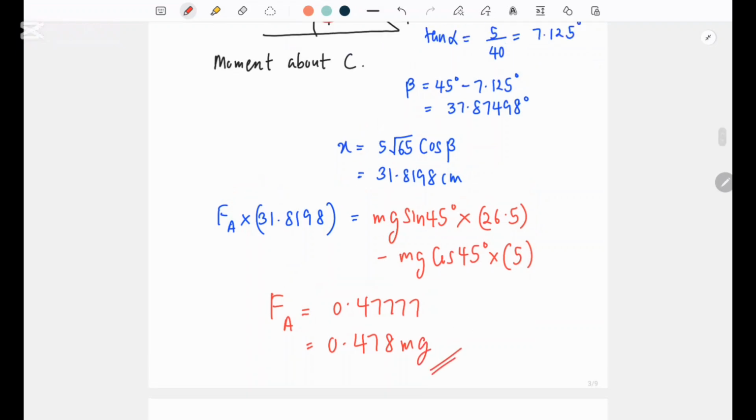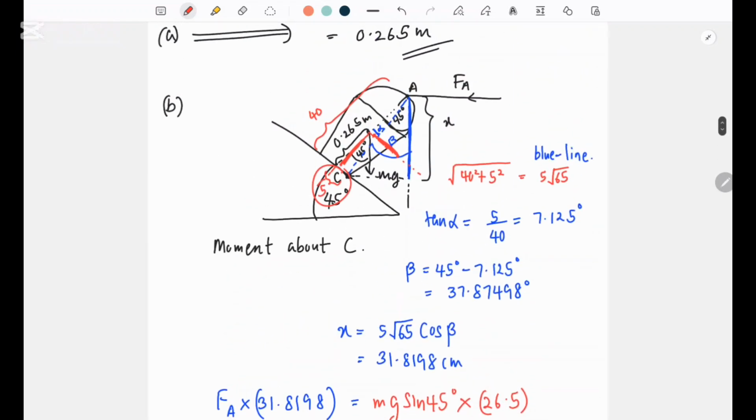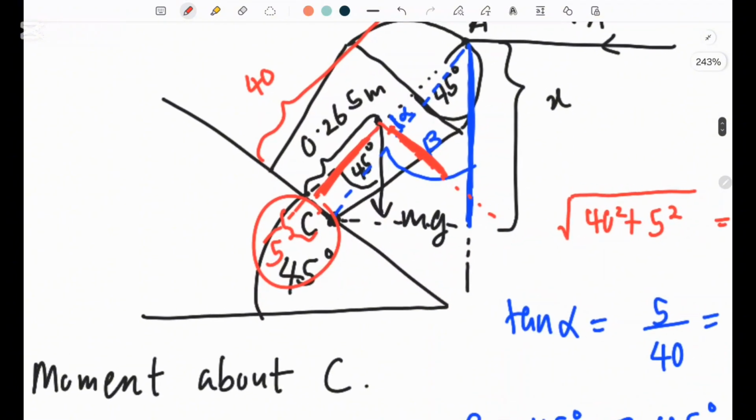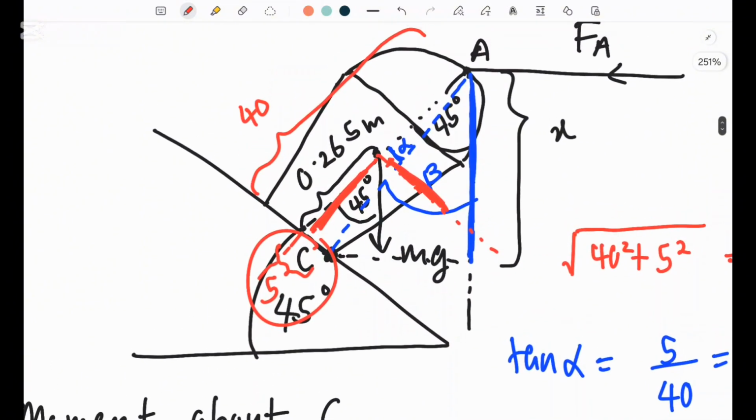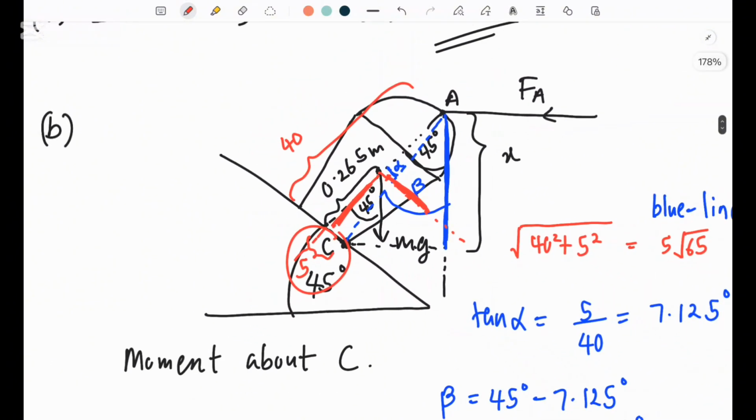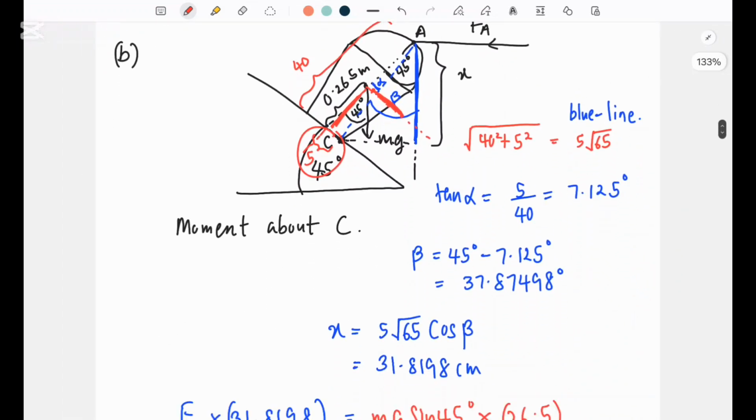This is your answer. So if you guys have any doubts with this question, please drop a comment. So you guys can understand what I've done here, right? Is the diagram a bit hard to understand? So just tell me if you guys have any doubts. I'll help you guys out.